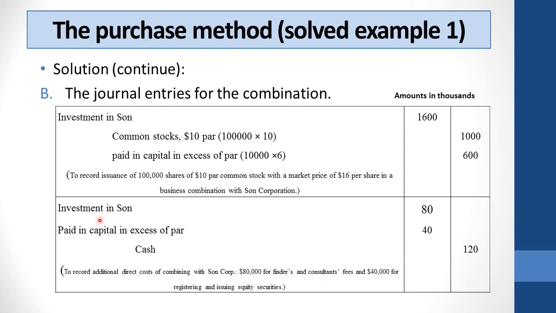Then the second entry, we're going to record the out-of-pocket costs. The direct out-of-pocket cost will be charged to the investment in Sun. This is part of the investment, which is equal to 80, like we previously said. And we have paid in capital in excess of par, which is equal to 40, and all these are paid in cash, on the credit side, for 120. What are these? These are the 80,000 finder and consultant fees and 40,000 for registration and issuing.